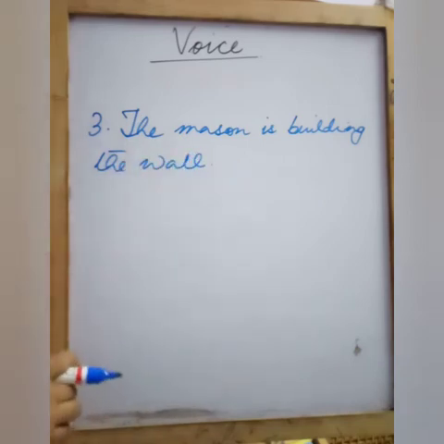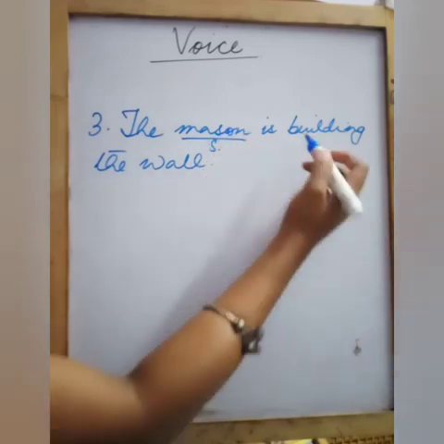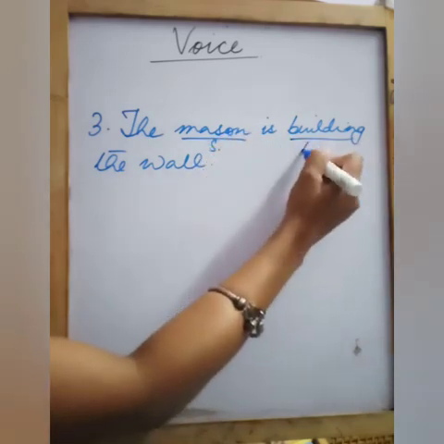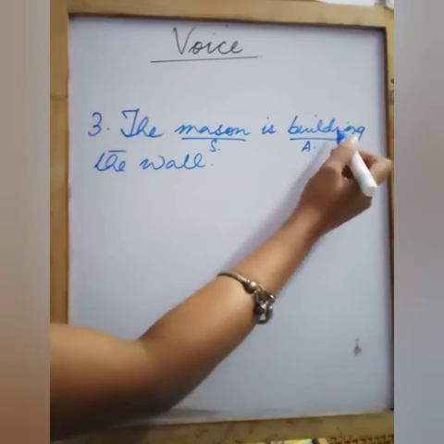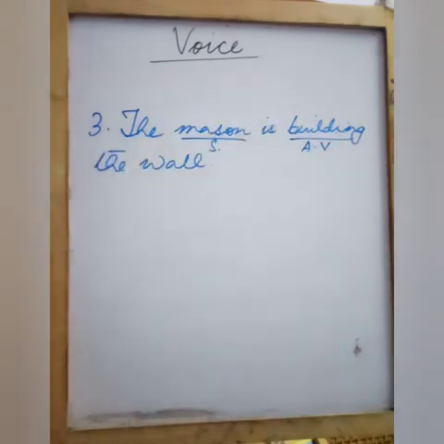Fine. Here, which is the subject? This is the subject. The mason is building the wall. This is the action, isn't it? Building. This is in the active voice. The subject is performing the action. Now this is the object, the wall is the object. Alright. Now we want to change it into the passive voice. So how will we write? We will write, the wall is being built by the mason.